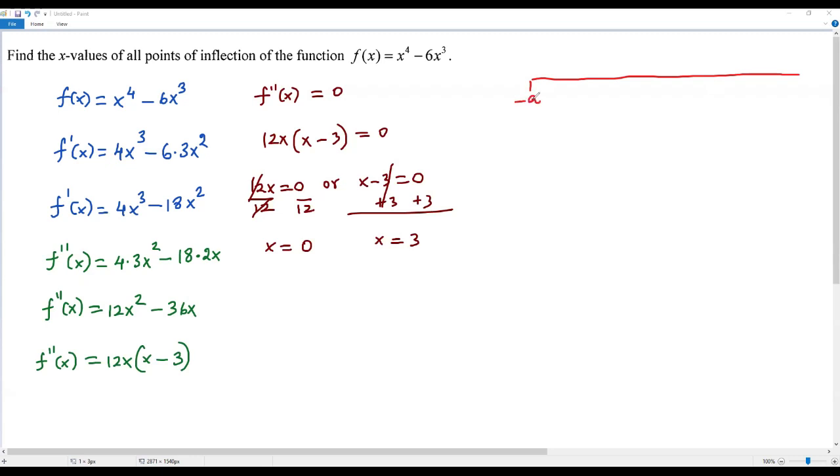Now let me mark these two values on the number line. The left side extreme over here is negative infinity. This is a real number line, and the right side extreme is positive infinity. So I have 0 first and then we have 3.